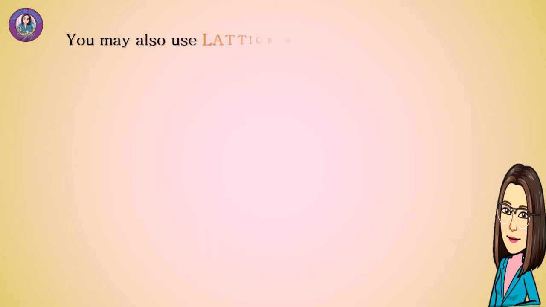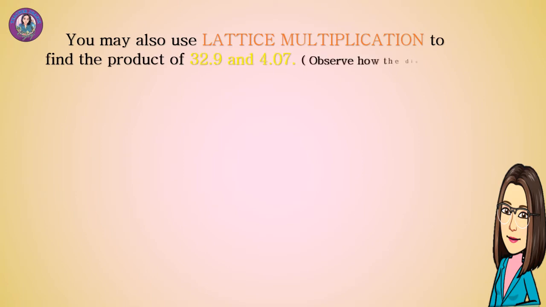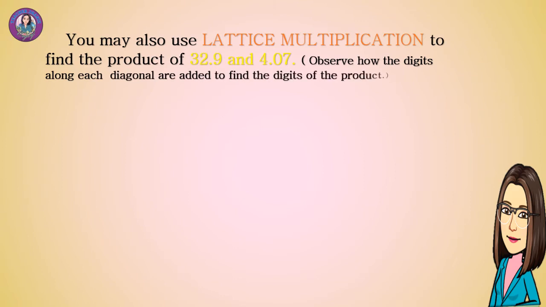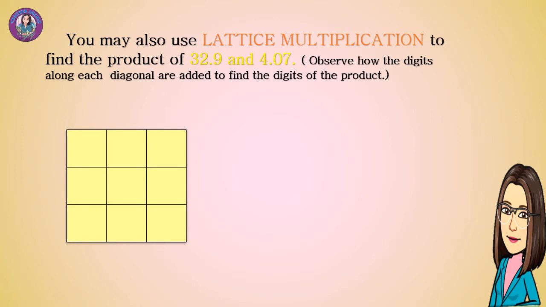You may also use lattice multiplication to find the product of 32 9/10 and 4 7/100. Observe how the digits along each diagonal are added to find the digits of the product. First, we will create a box with the same number of digits as our factors. We have 3, 2, 9 or 32 9/10 at the top, then 4, 0, 7 or 4 and 7/100 at the right side. Then we will create a diagonal line.